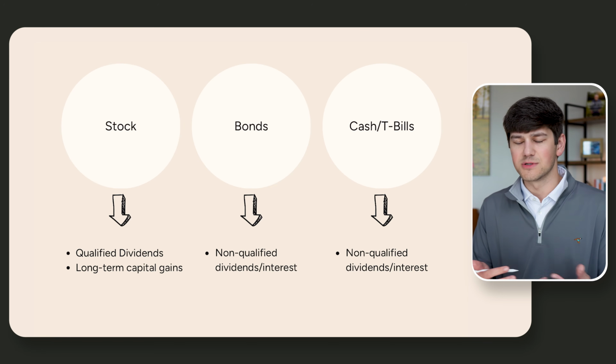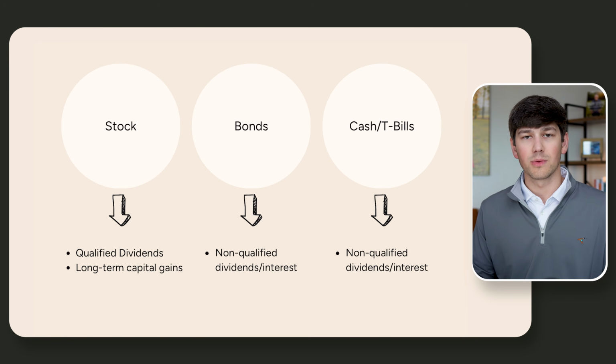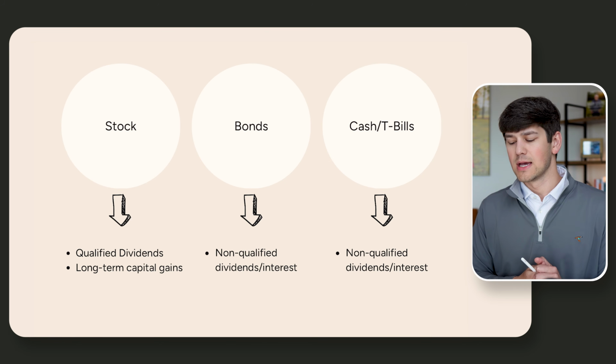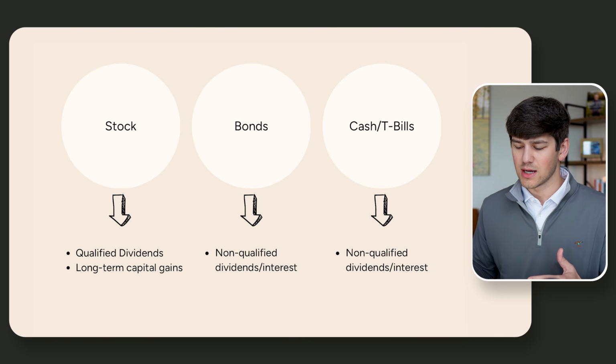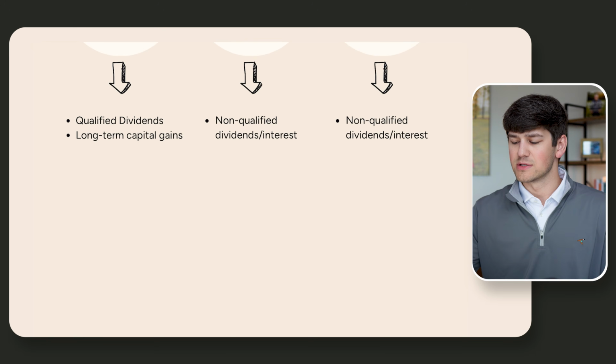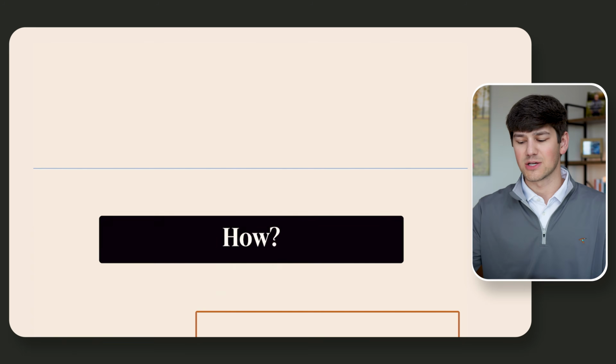And then finally, cash or T-bills, again, you're going to get non-qualified dividends or interest on this. Probably no price appreciation across the board here for the most part, but you're going to get non-qualified dividends or interest, which means you're going to pay normal income tax rates on that.